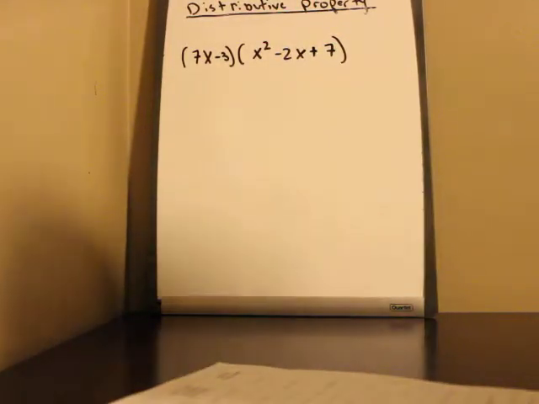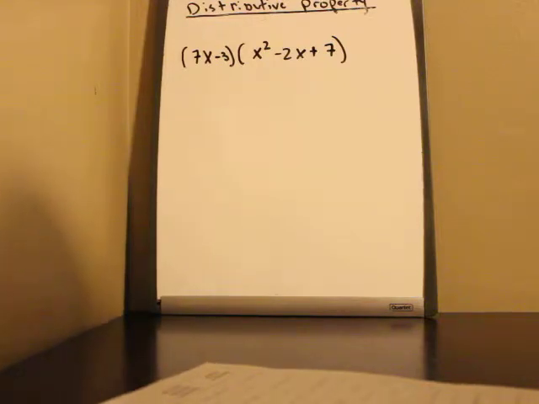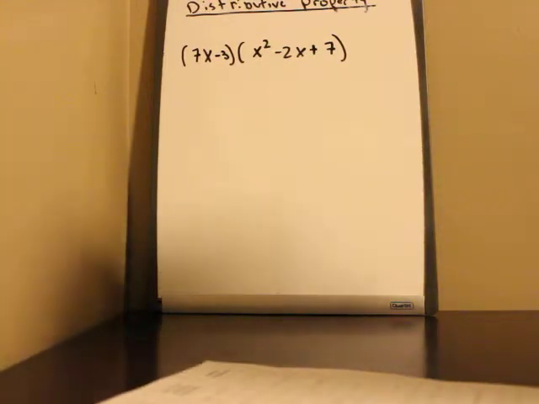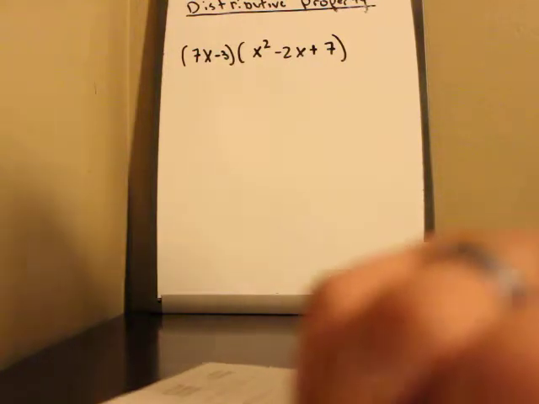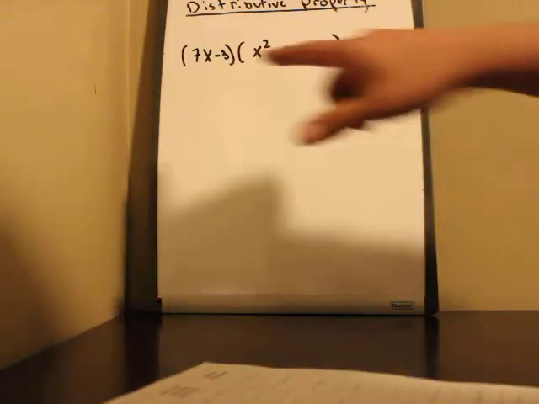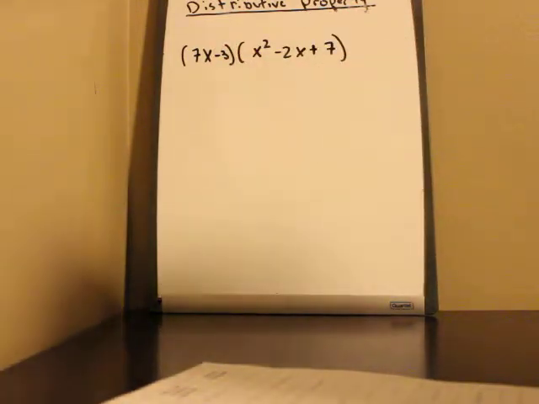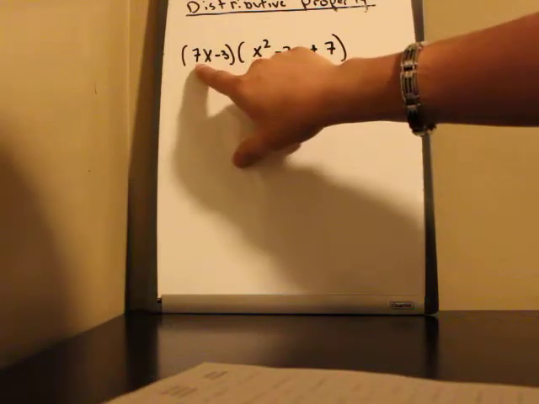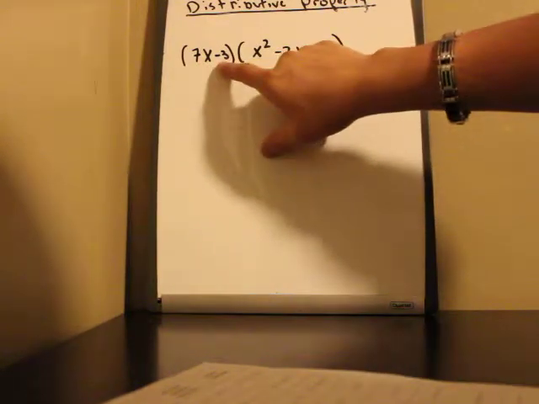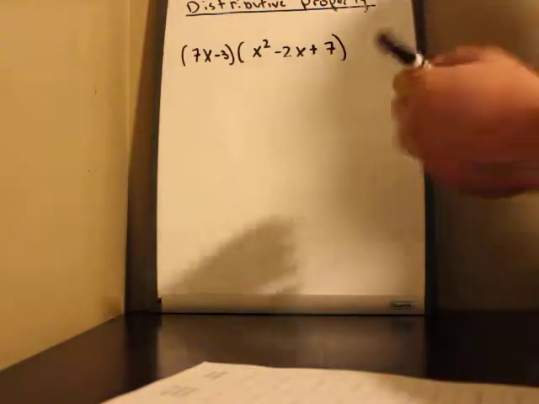I'm going to be going over a problem using the distributive property that's a little bit more challenging than what we've been accustomed to seeing. So, what we need to do now is use the distributive property. And remember, the goal when we want to expand polynomials is that we want this 7x to multiply with everything in here, and we want this -3 to multiply with everything in here.